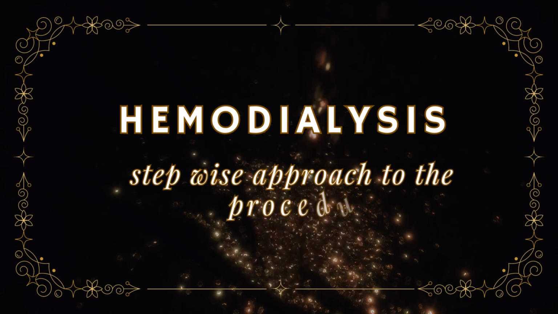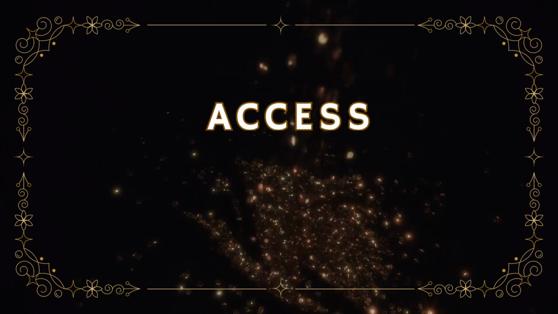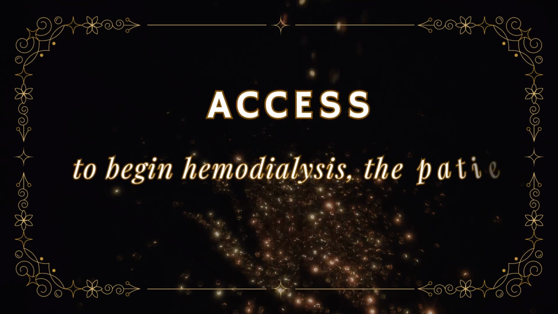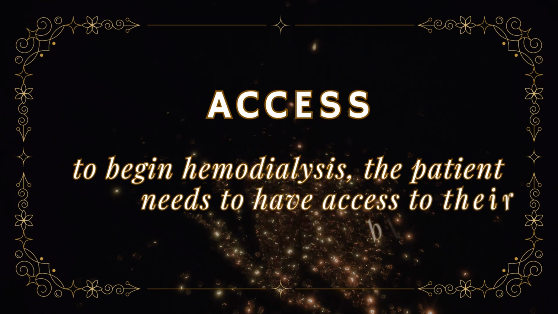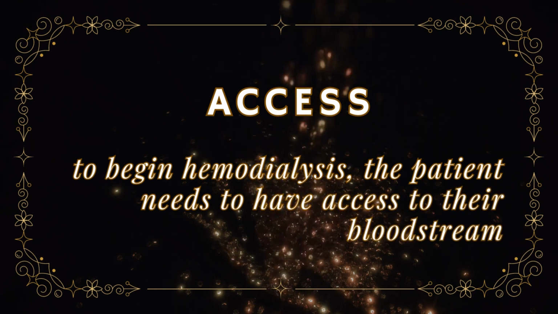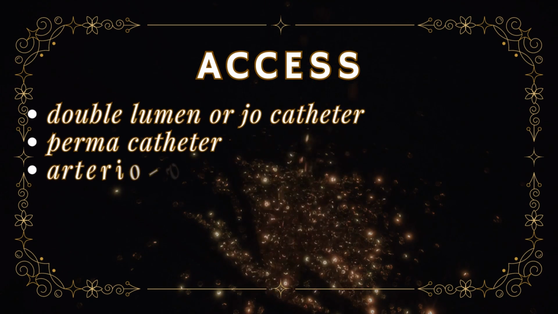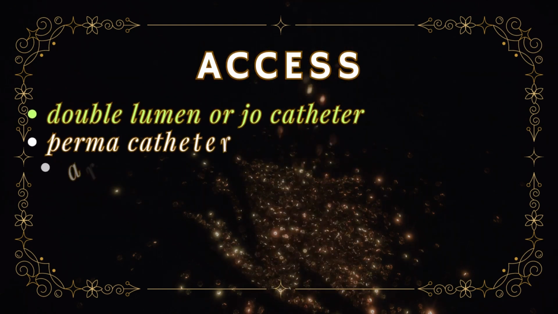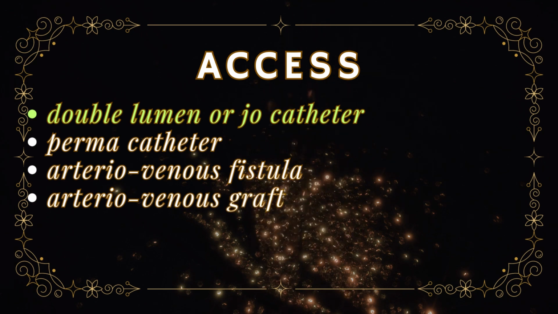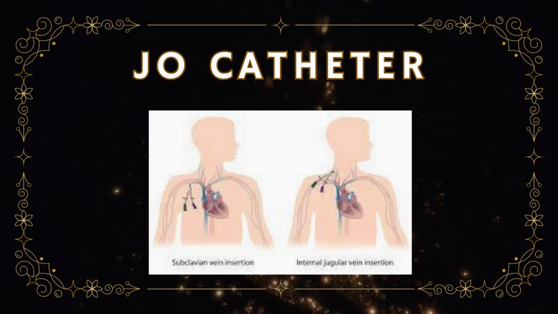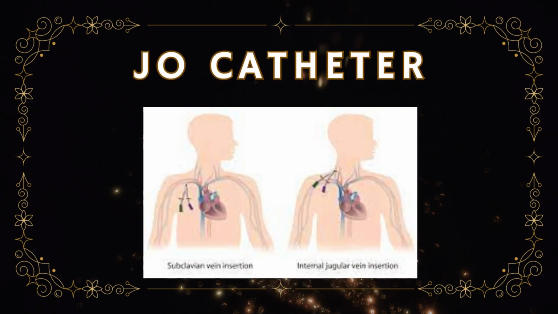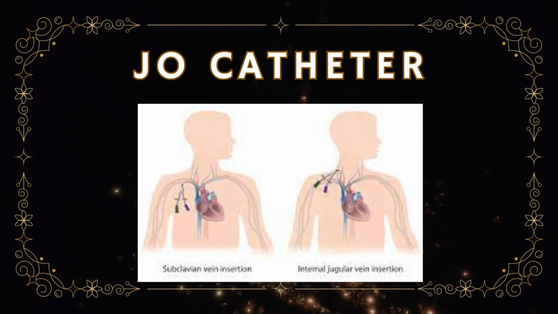Let's discuss the procedure stepwise. First comes the access. To begin hemodialysis, the patient needs to have access to their bloodstream. There are 4 main types of access. Double lumen catheter or Joe catheter, which is the temporary access which needs to be removed after some time. Joe cath is commonly inserted in the femoral vein, jugular vein and subclavian vein.